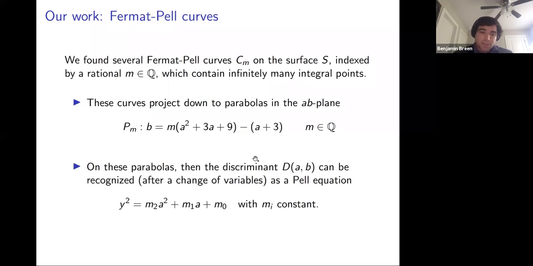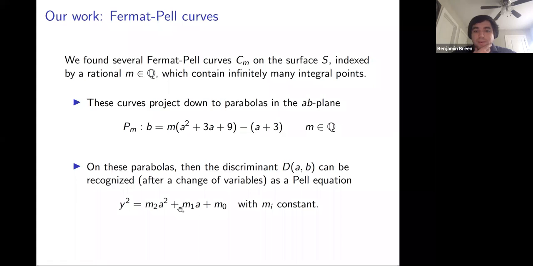And if you take one of these parabolas and plug it into the discriminant equation, physically, take this B right here and substitute it into our discriminant, after an appropriate change of variables, you can recognize this as a Pell equation. Standardly, Pell equations come to you in the form x squared minus d y squared equals n, but you can complete the square on the side of the equation to get a Pell equation.